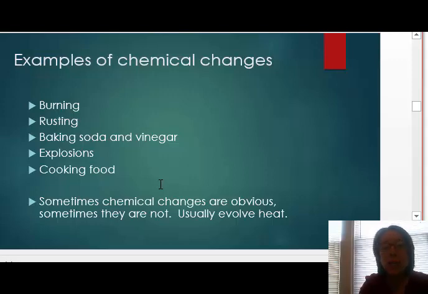In Canvas, there's a link to a YouTube video clip of the chemical reaction of sodium metal with chlorine gas to form sodium chloride. It is a dramatic reaction, and I encourage you to view this clip. We will observe some chemical reactions in the laboratory later in the semester.